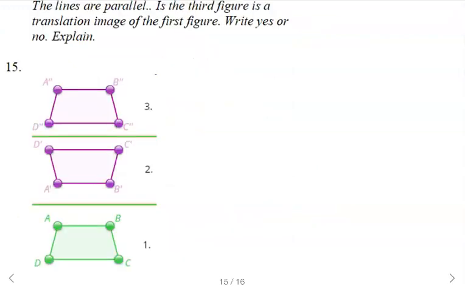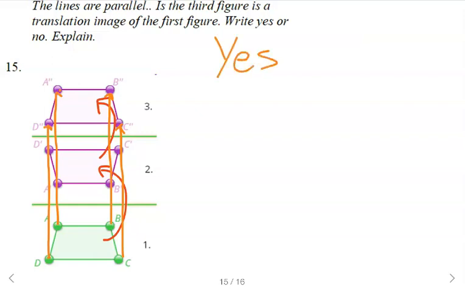#15. This appears to be a reflection here, and then another reflection. So when we look at just from the first to the third, it does appear to be a translation. We can just go up however many units. So all of these are along the same vector. So yes, the third image is a translated image of the first.